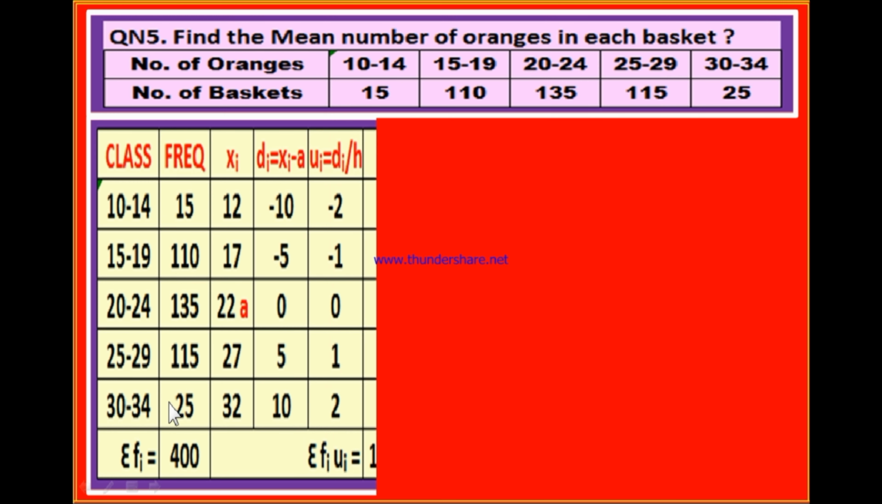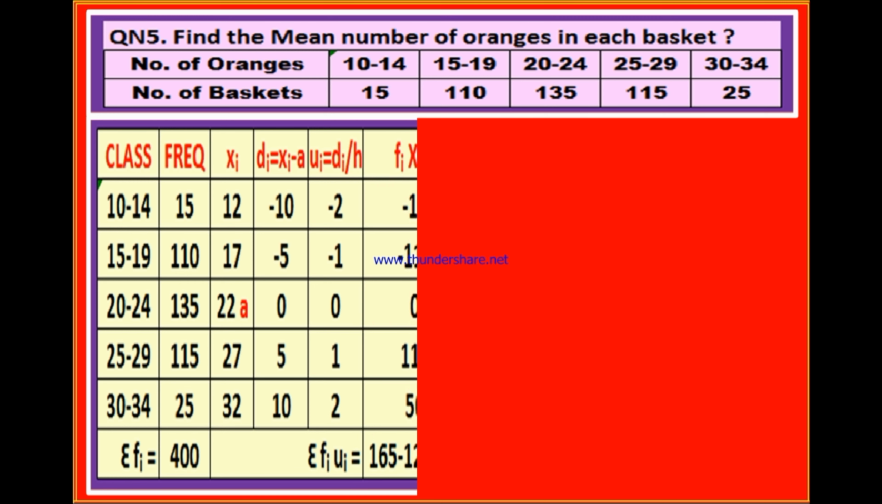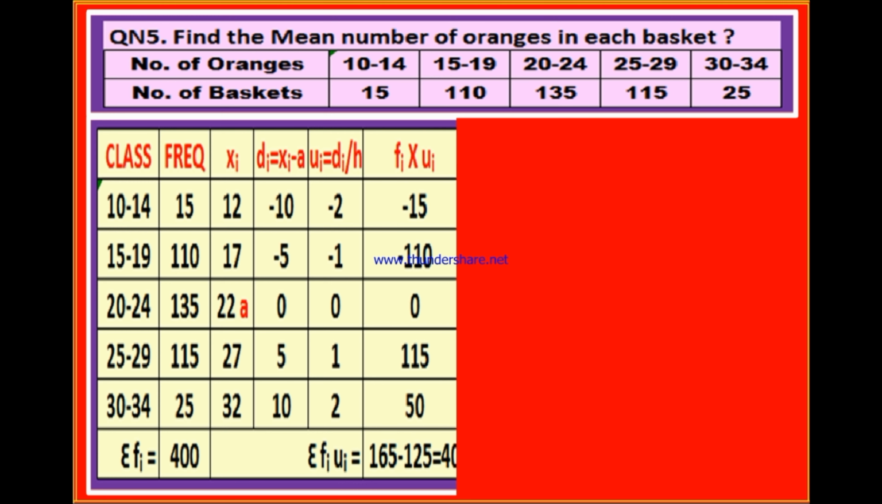Now after writing the frequencies, since you are finding arithmetic mean, the third column is for mid value or class mark. How to get the mid value of a particular class? Mid value or class mark of the class is nothing but the average of lower and upper boundaries of the particular class. For example, if you are asked to find the mid value of 10 to 14 class, then you have to add both of them. What is 10 plus 14? 10 plus 14 is 24. 24 divided by 2 is 12.